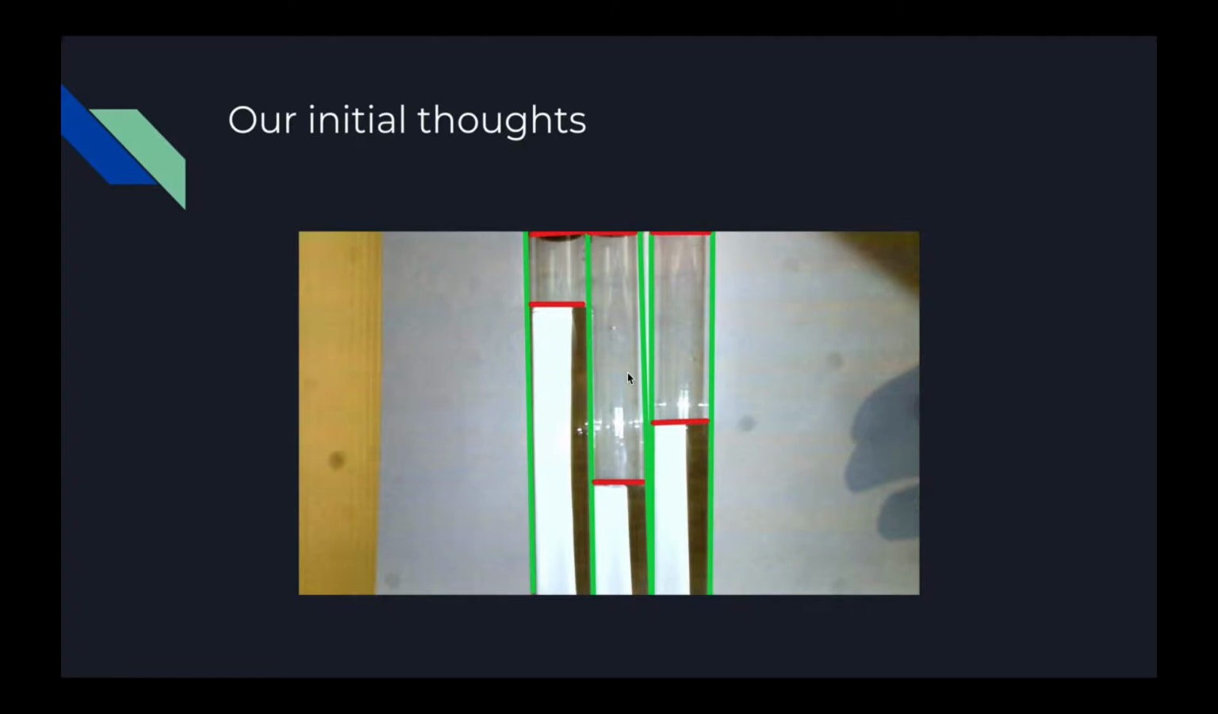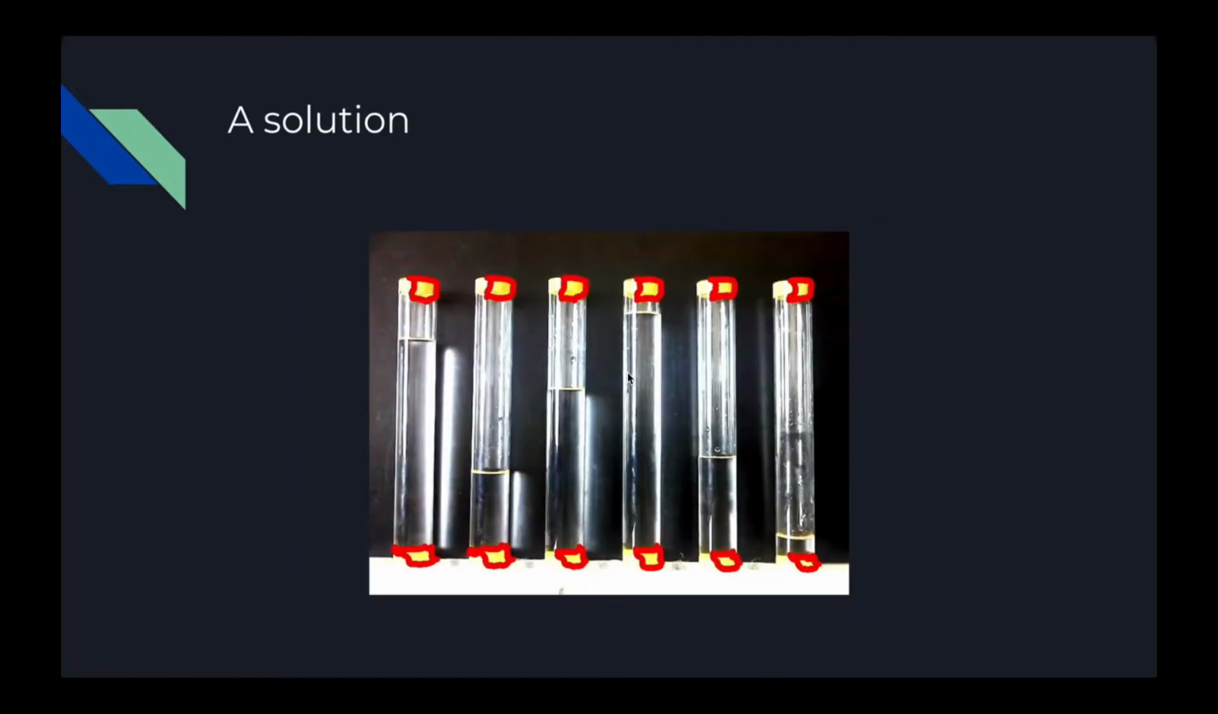So our initial thoughts were, well, we'll just find the vertical lines and the horizontal lines of the water level, and from there we'll just kind of figure out what's what. But this became kind of a mess, so we need a cleaner solution. In came markers. You can see the yellow markers on top and bottom, and when we match two markers vertically, we are able to find out what is the container of the test tube.